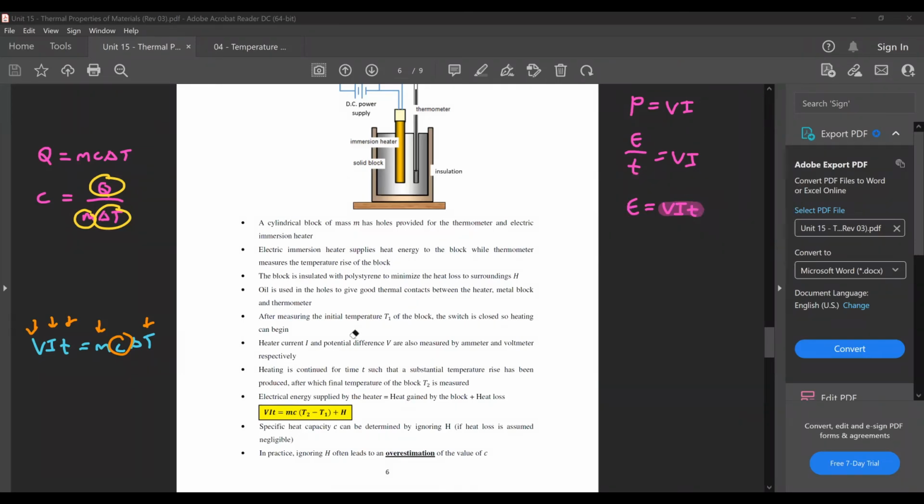So one of the things that they will normally ask you is this. If you ignore the heat loss in order to find the specific heat capacity, does this lead to an overestimation or an underestimation of your value of C? Are you going to be getting a value that is higher than the real value or lower than the real value? So the answer is that you will always get an overestimation of your value of C if you ignore heat loss.